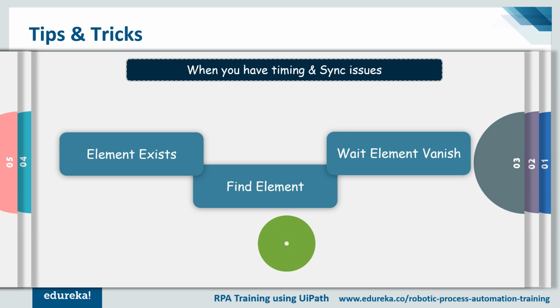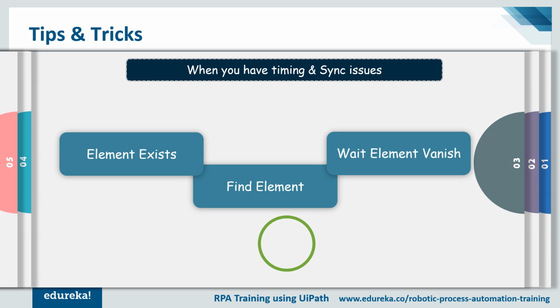Now these three are basically the activities in UiPath. Element exists does not affect the running of a workflow in any way, right? But find element and wait element vanish do affect the running of the workflow. Element exists just returns a true or false value depending on whether the element exists or not.